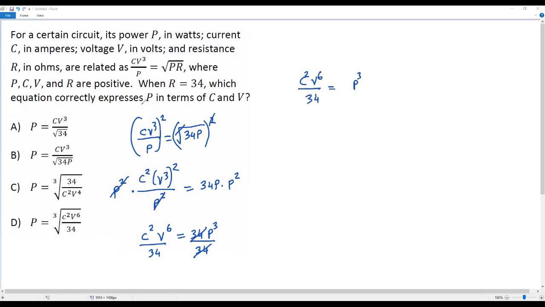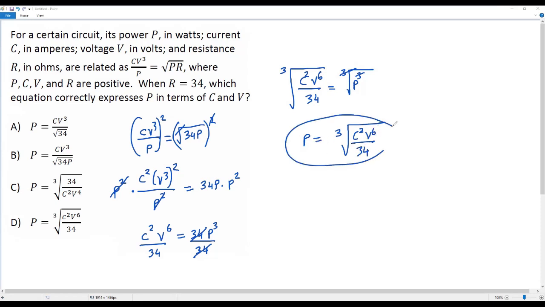Okay, our aim is to get P in terms of C and V. So to get P, we have to get rid of this exponent 3. For that, we have to take the cube root on both sides. Okay, let me do it. When I take the cube root on both sides, this cube root and this cube will cancel out. So then we get P equals the cube root of C squared times V to the sixth power divided by 34. Okay, here I got P in terms of C and V.